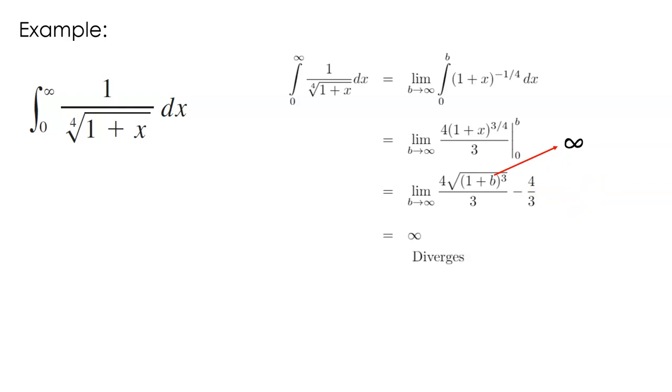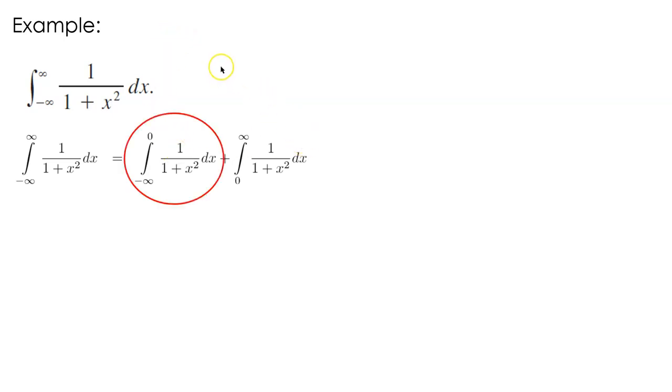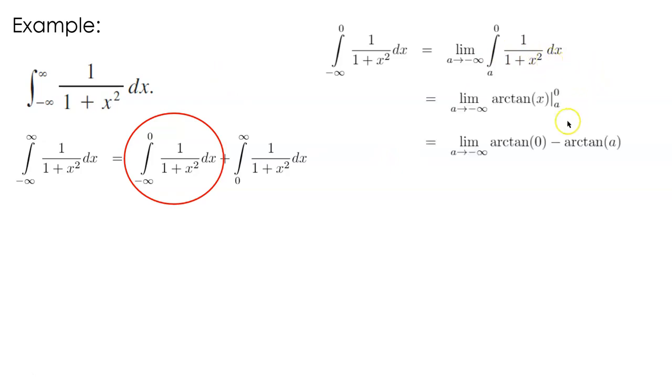It diverges. Look at another one. Let's say I'm going from negative infinity to positive infinity. I'm going to split this one up into 2 different pieces. And let's do this one first. So I'm going to have the limit as a goes to negative infinity of the integral from a to 0 of 1 over 1 plus x squared. I know how to integrate that. That's arctan. And I'll plug in my 0, I'll plug in my a.